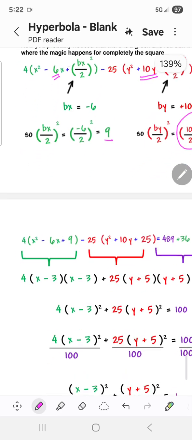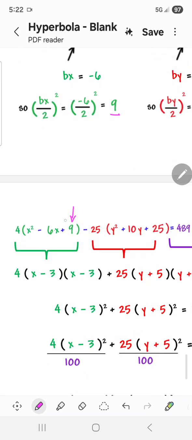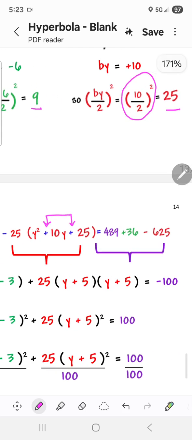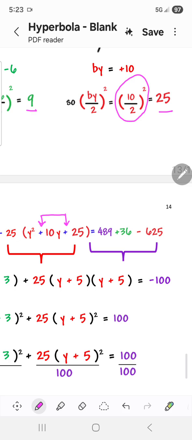Now we get to look at factoring. Factors of 9 that add to give me 6. Same sign, both negative. So 3 and 3 will add to give me 6, right? So x minus 3 and x minus 3. On this side, I want factors of 25 that add to give me 10. Same sign, both positive. Two things that add to give me 10 but multiply to give me 25 are a 5 and a 5. Again, they both need to be positive, so I have plus signs.